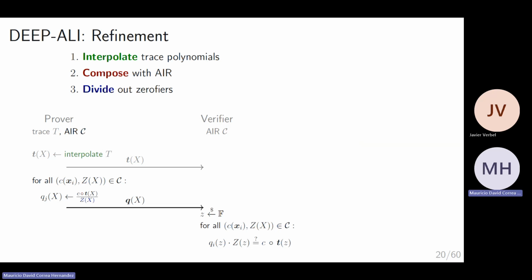So back to the DEEP-ALI protocol. We can refine this. Previously, it used divisibility checks. Now it uses polynomial evaluation queries. And so the prover needs to compute the quotients, but that's allowed. The prover just sends the quotients over after computing them.